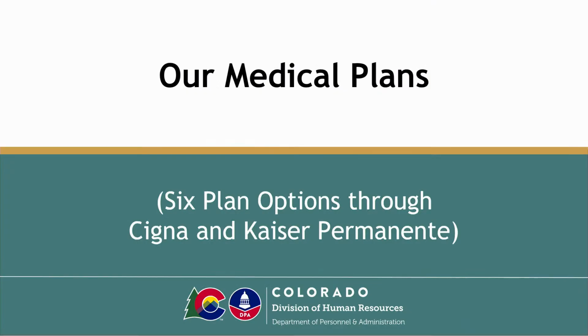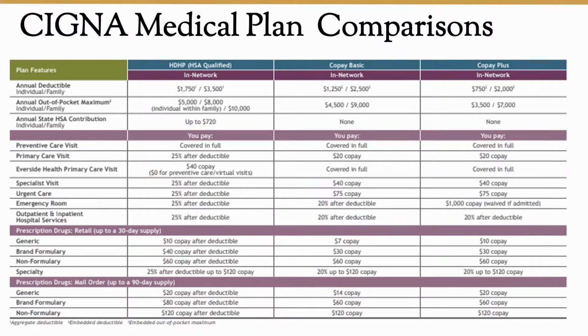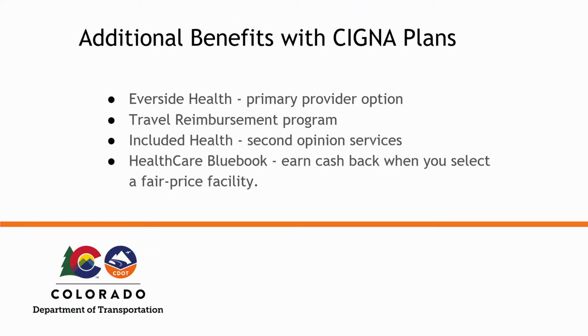As far as the benefits that we have, as usual, we do have 6 medical plan options through Cigna and Kaiser. This is just a chart of the Cigna medical plan comparisons. It shows you the 3 plans, the high deductible, the copay basic, and the copay plus. And it shows you what your basic costs are under each of those plans. Then with Cigna, there are some additional programs that are available. Those include Everside Health. That is a primary provider option that can reduce your cost and increase the coverage and the service that you get.